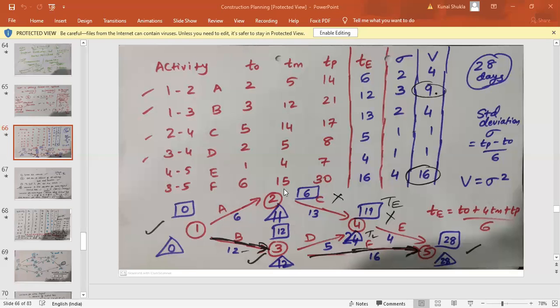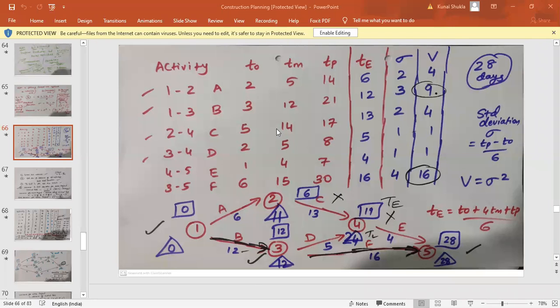Okay. Again, let me randomly check any one of that. So 6 plus 4 times 15, that is 60, 66, 96, 96 divided by 6, that is 16. TP minus T naught, that is 30 minus 6, that is 24, 24 divided by 6, that is 4, and 4 square is 16. So I think all of these are correct. Anyone checked? Or anyone is complete with this?